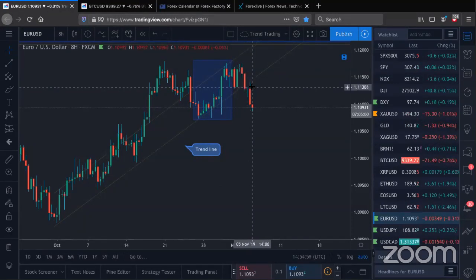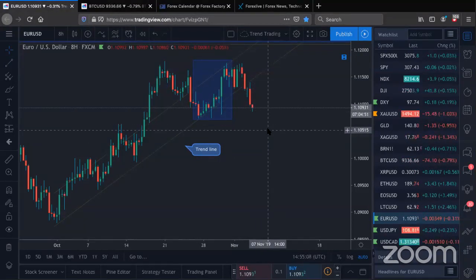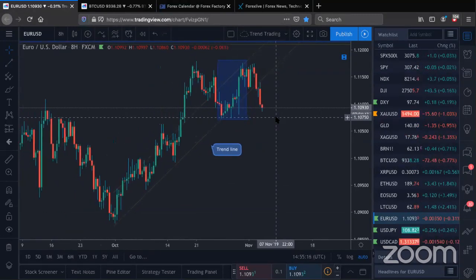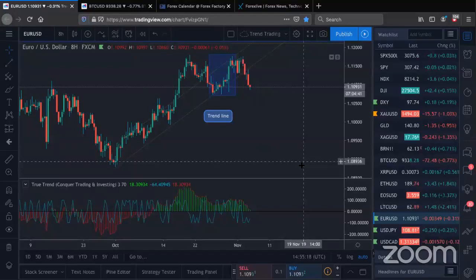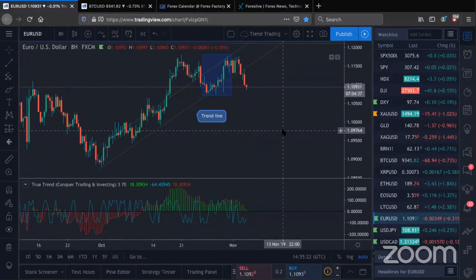Then price came up and tested what was support and is now resistance, and has since been trading off. We said if it does break this trend line, we're looking for shorts. Now, the aggressive play is to take the short right away. I didn't. How do I get into the trade now? How would you look to get short this trade? Well, you could see that the true trend is about to roll over negative. That's the first thing we are looking for.